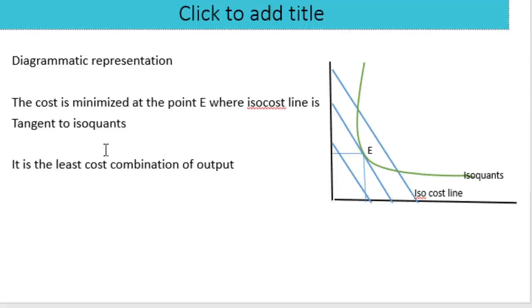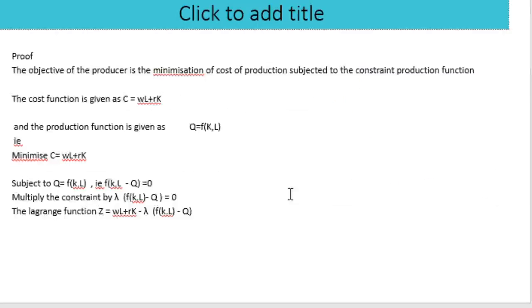Graphically shown as follows. The cost is minimized at the point E, where the slope of isoquant is equal to the slope of isocost line. It is the least cost combination of input. Here, the marginal rate of technical substitution of labor for capital is equal to W by R, or MRTS of labor for capital equal to MPL by MPK, that is equal to W by R. This is the least cost combination of input. And the proof of these conditions is given here.